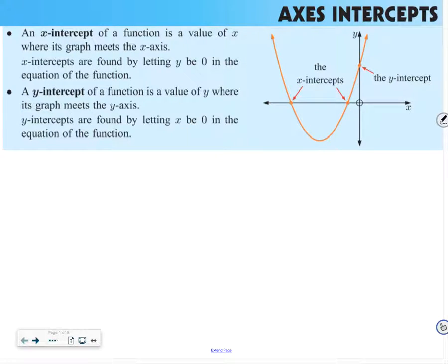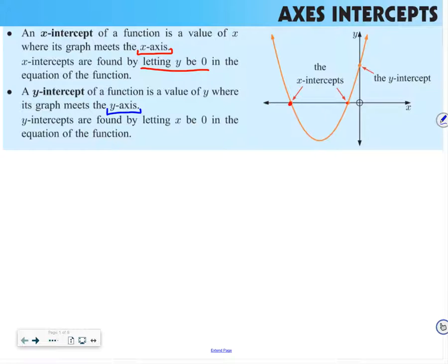All right, mathletes, here we are studying axis intercepts for quadratics. First thing we're going to talk about is x-intercepts. Notice our x-intercepts are always going to happen when we let y be equal to 0. So, there's our x-intercepts.